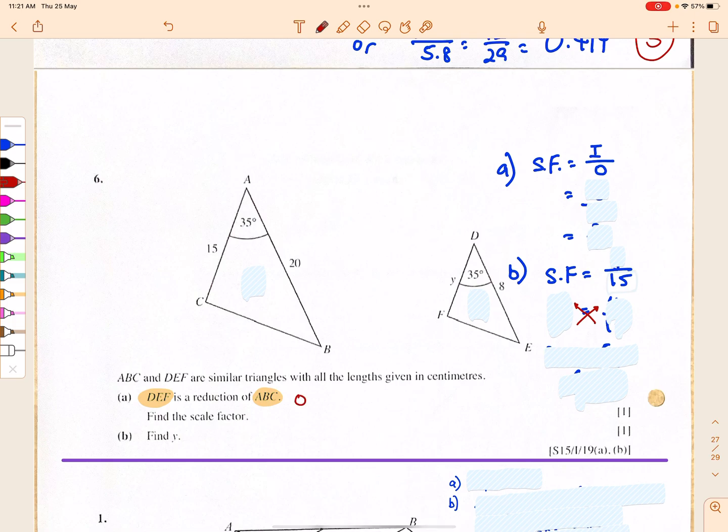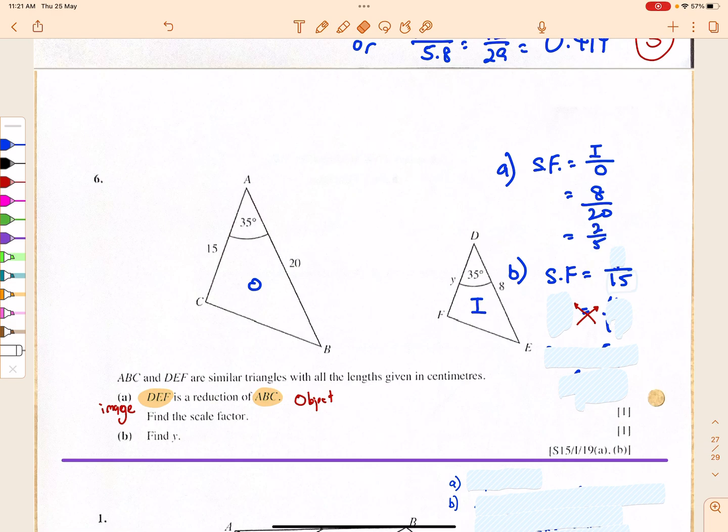So ABC will be the object, and DEF will be the image. So if this is the object and this is the image, then I know how to use scale factor, right? Because scale factor is image over object. When I look at this, since both are 35, I can say just take the image length over the object length, right? So that's what I did. I take image 8 cm divided by object, which is 20 cm, and then the ratio is 2/5.